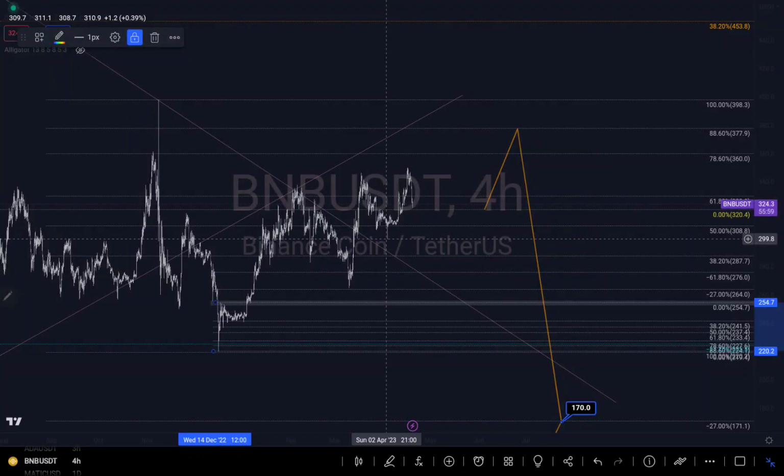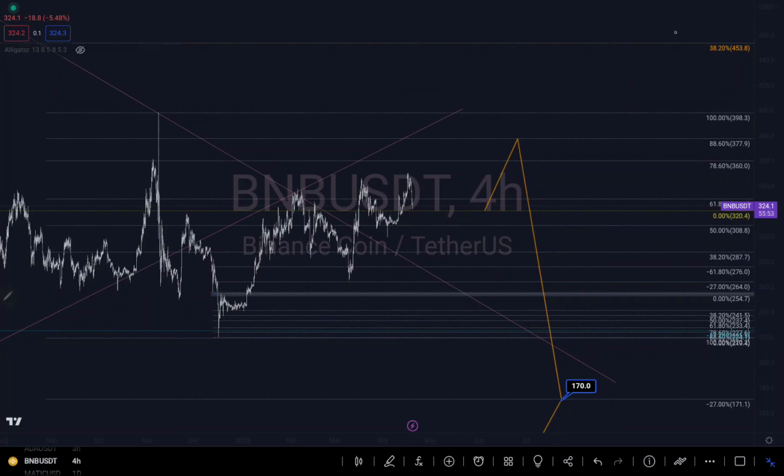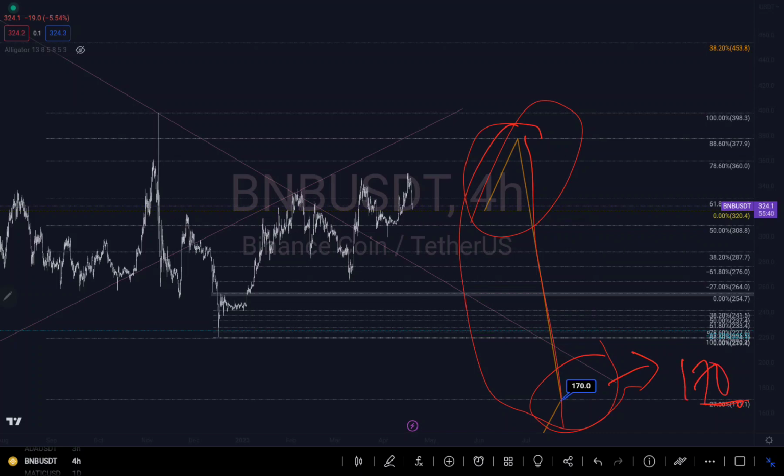Hi guys, so this is an update analysis on Binance coins. If you watched my previous analysis on Binance coins, I drew this line and I said I think we might be expecting Binance coin to come up to this level before we now push down to my overall target as of right now, which is 170.